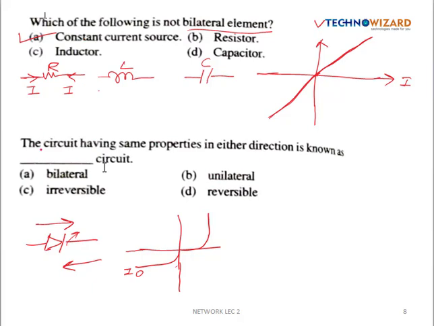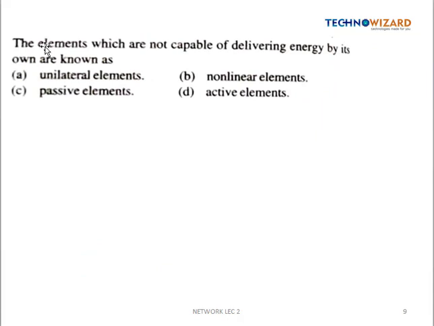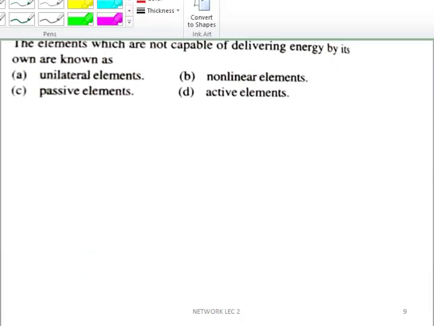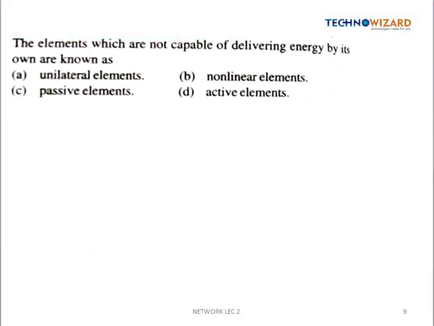The next question is also similar: the circuit having the same properties in either direction is known as bilateral. Okay, let's see the next question. The elements which are not capable of delivering energy on their own are known as passive elements. I have told you unilateral elements are those whose characteristic is different in either direction. The example I already told you: diode.